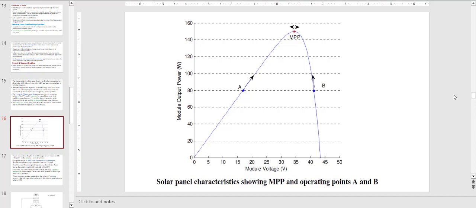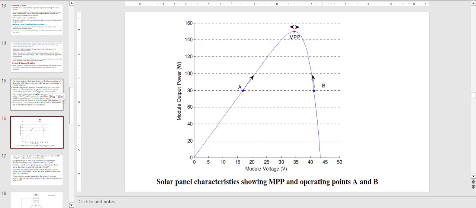Assume the present operating point is at A. It should be moved to the right till it reaches the MPP, the top point. Suppose presently it is at B, it should be moved left to reach the MPP. This algorithm is attempting to reach that peak point.